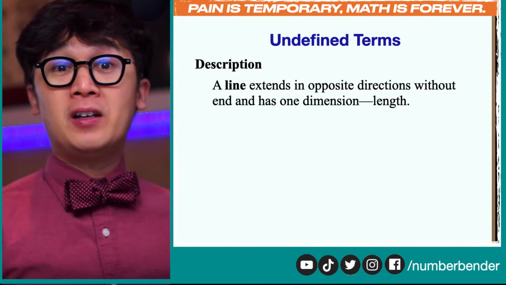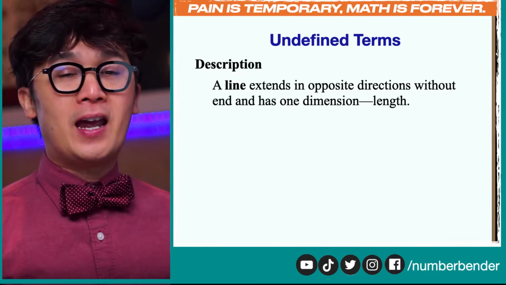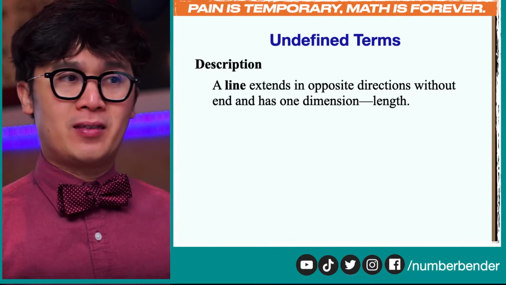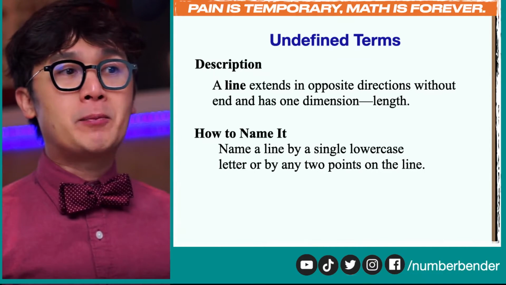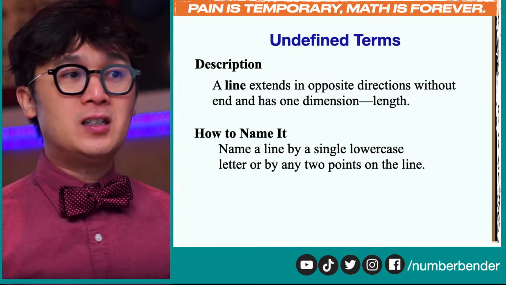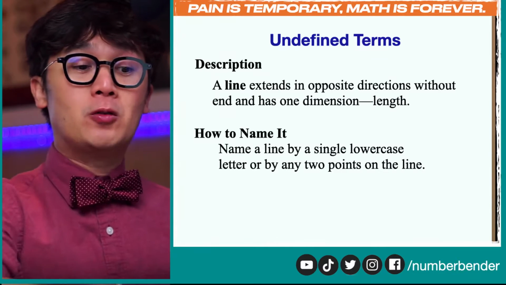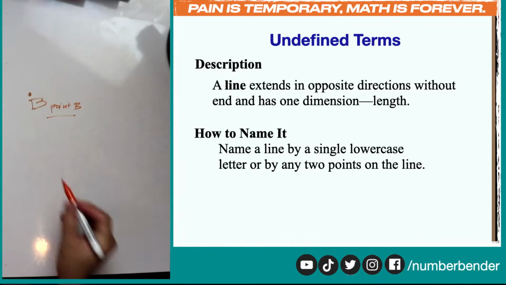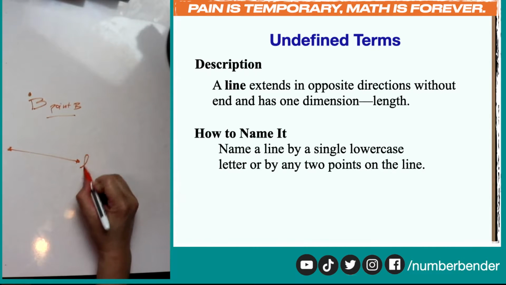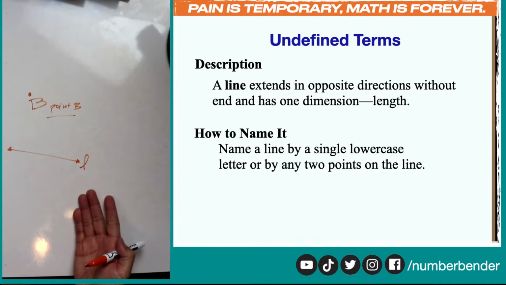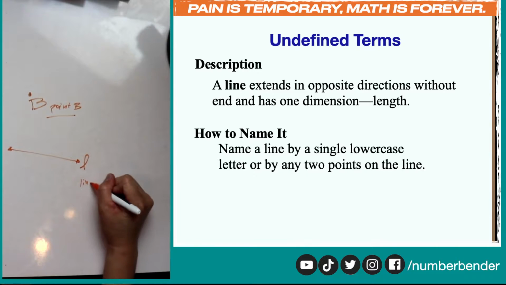So, ang susunod natin ay yung line. By definition, a line extends to opposite direction without end and has one dimension. At yun yung length. So, paano natin sinusulat ang line sa geometry? We name a line by a single lowercase letter or by any 2 points on a line. So, dalawang pamamaraan kung paano tayo magsulat ng lines. It's either, let's say we have drawn a line right here, and this is, let's say, line L. Notice na ang ginamit kong letter to represent this line is lowercase L. So, ito yung tinatawag nating line L.